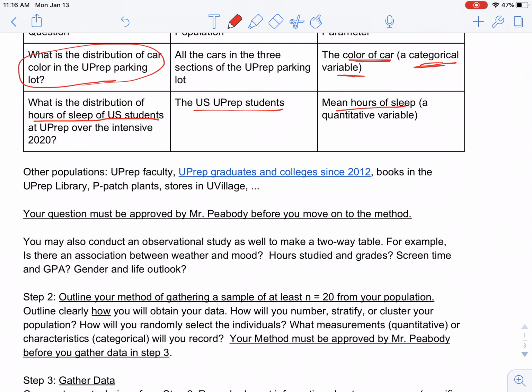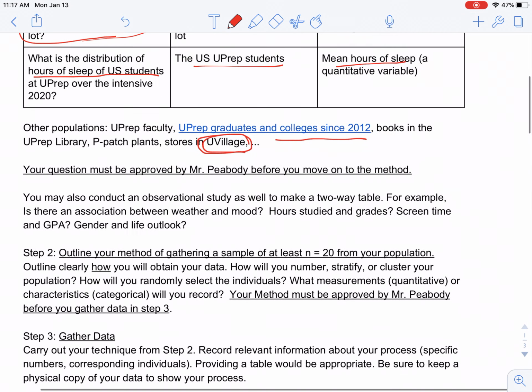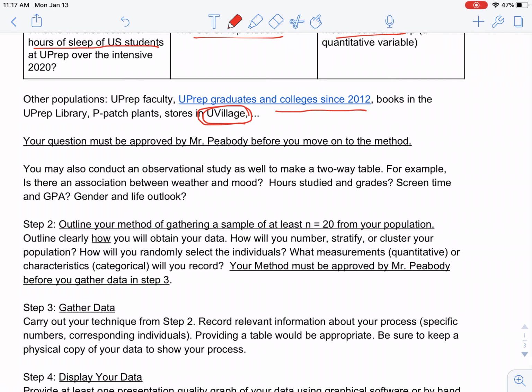The UPrep faculty, this is a link of all the graduates and colleges they've attended since 2012. You could do books in the library, P-patch plans. When we get to school, we'll be sponsoring a trip to U Village, maybe you want to go on that one, when we devote either a morning or most of the afternoon to sampling. You could see the average price of a dinner item in stores in U Village. Lots of things like that. This is where your creativity can come in, but the statistical part must be solid.